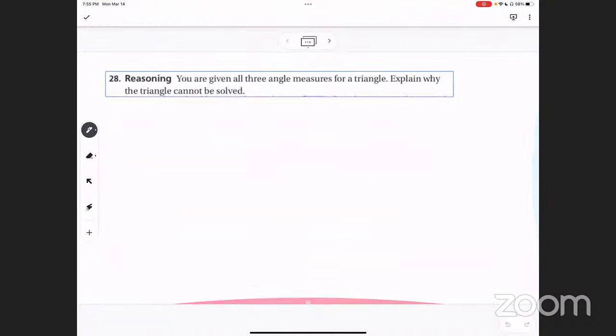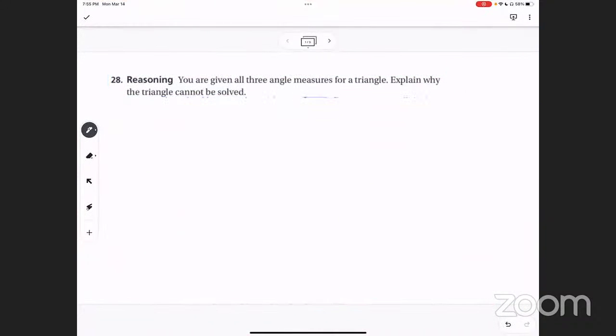It says you are given all three angle measures for a triangle. Explain why the triangle cannot be solved. The reason is that if you're given the three angle measures, what it means to solve a triangle is to find all of the side lengths as well. Let's say this looks like maybe 50 degrees. This looks like maybe 100 degrees.